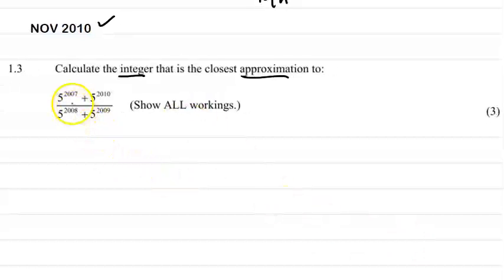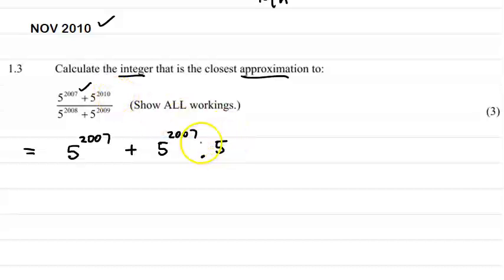So here you got now 5 to 2007. So your smallest power is 2007. 2010, 2008, 2009. In a previous video, I told you that you need to bring all these to the smallest power that you have here. So you're going to say 5 to the 2007 plus. Now 5 to the 2010 can be expressed as 5 to the 2007 times 5 cubed. Remember 2007 plus 3 is going to give you 2010.